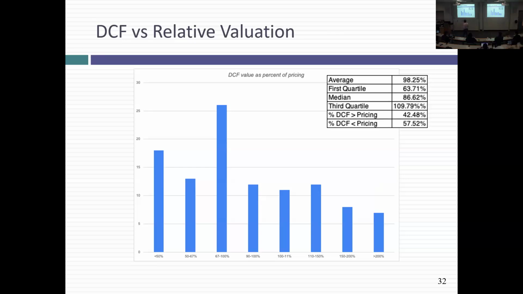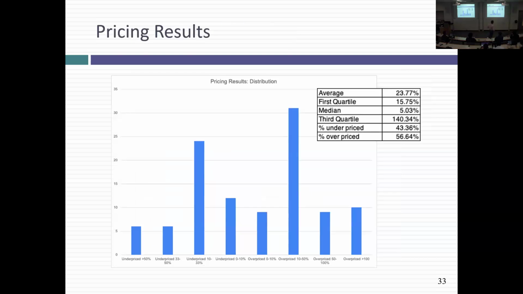So basically, you can see the breakdown. The median is about 87%. So for the median company, the DCF value you got was about 87% of the pricing. So your pricing gave you a higher number. When you get that consistently, that tells you the market's getting a little richly priced, when the pricing delivers a higher value. And in terms of your pricing results, your median company was overpriced by about 5%, much better than your DCF, right?